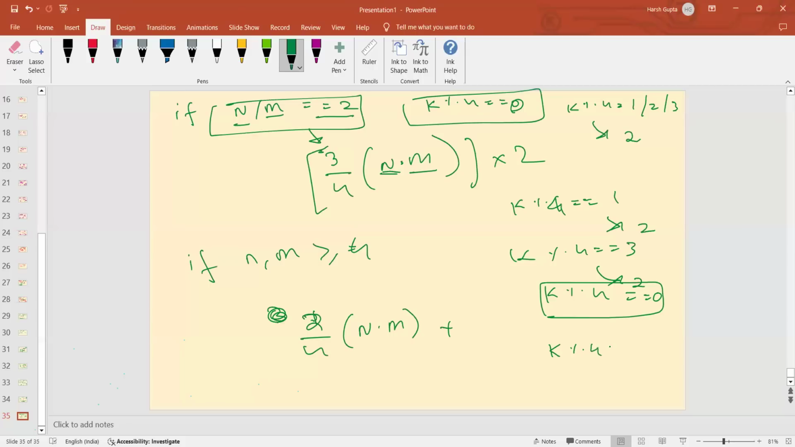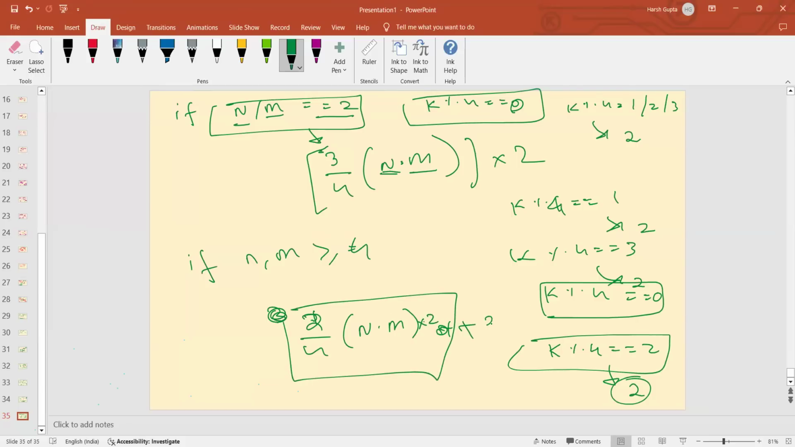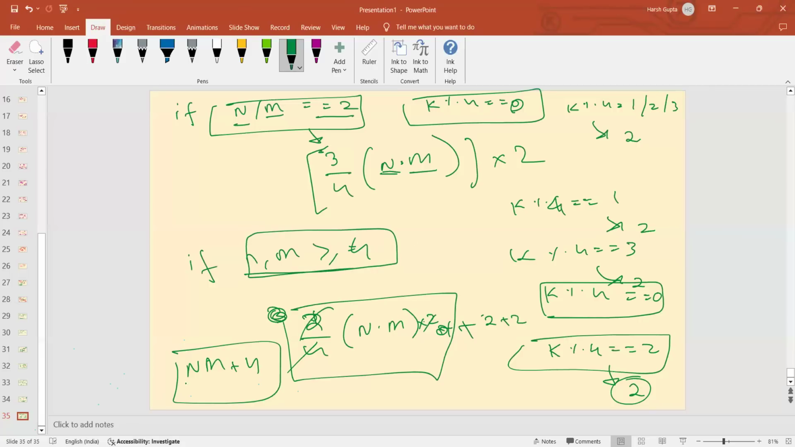And for k modulo 4 equals 2, there are only two cases when my ugliness value will be 2 and all the rest of the time my ugliness value will be 0. So in this case, my answer will be 2 by 4 multiplied by nm multiplied by 2. That is because the XOR value is 2 plus 2, that is plus 4. So actually my answer will be nm plus 4. So if n, m are greater than or equal to 4, my answer will be nm plus 4. Else my answer will be 3 by 2 of nm.